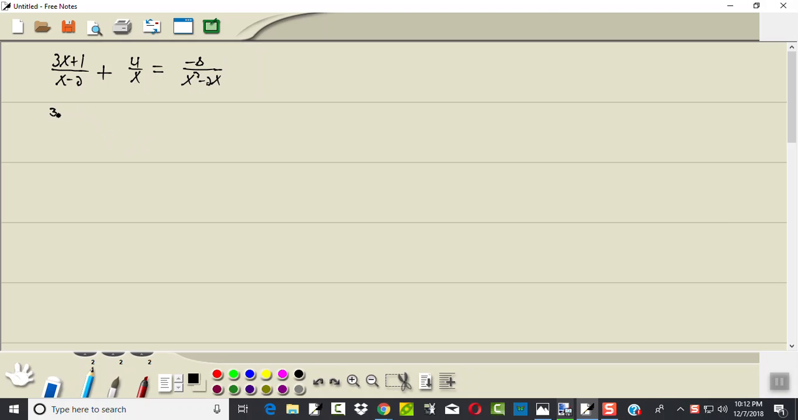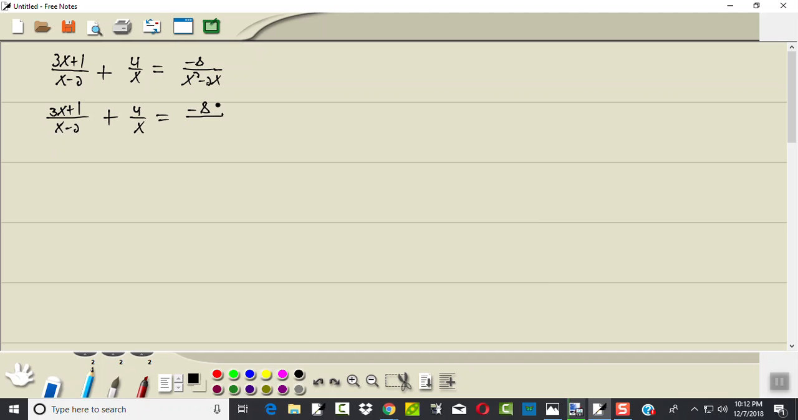The first thing we do is factor all our denominators. Can't do anything with x - 2. Can't do anything with x. But this last fraction I can factor out a GCF, which is x. And that gives us x - 2.